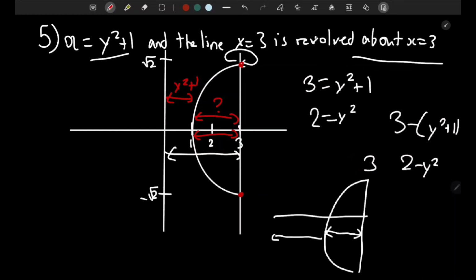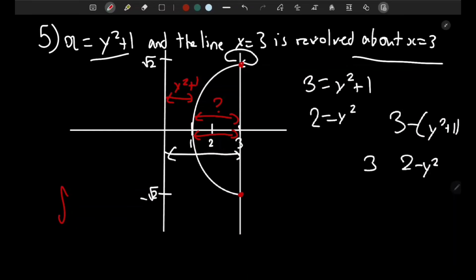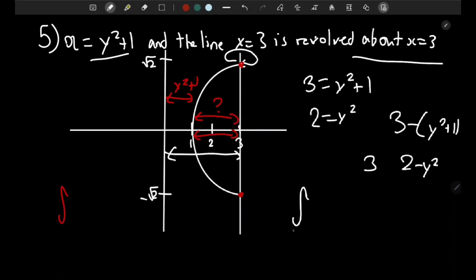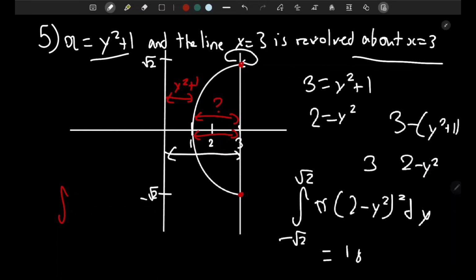So that's it. Then you simply put in the formula, which is going to be integration from negative radical 2 to radical 2 of pi r squared, which is 2 minus y squared, dy, and the exact answer here is going to be 18.96. I mean, you should know how to integrate this normally. Integration is not the main point here.